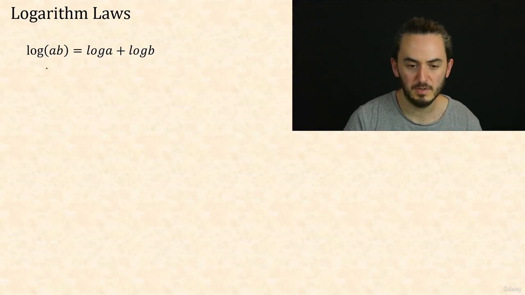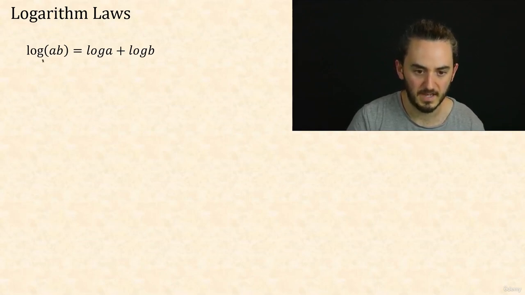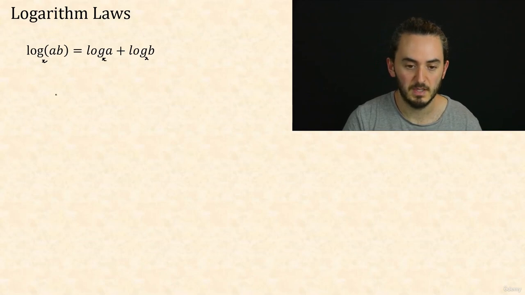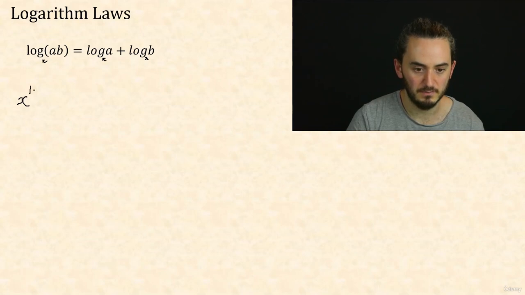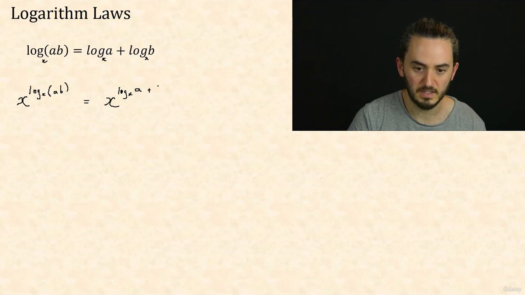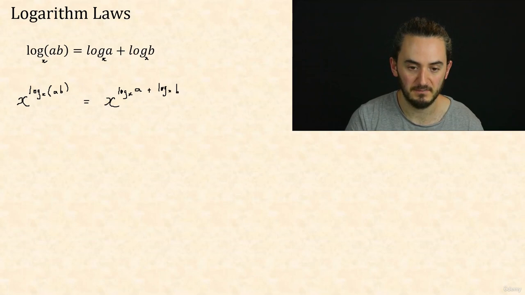Let's say that we've got a base of x throughout. I'm going to prove these using indice laws. The first thing I'm going to do is x to the power of both sides. x to the power of the left should equal x to the power of the right. So x to the power of the left is x to the power of log base x of ab. And that should be equal to x to the power of log base x of a plus log base x of b. Or at least it should be if that's true.